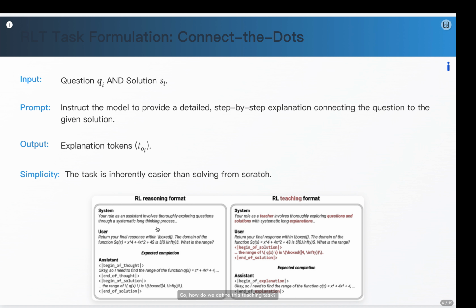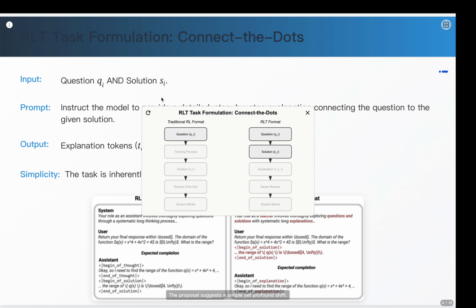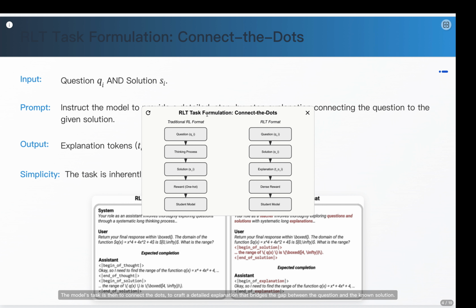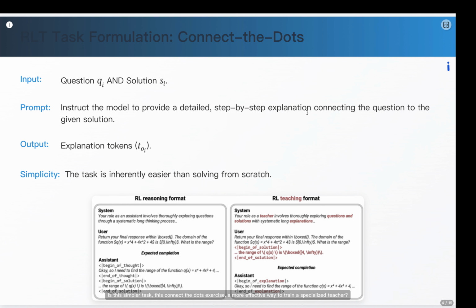So, how do we define this teaching task? The proposal suggests a simple yet profound shift. We provide the model not only the question, but also the correct answer. The model's task is then to connect the dots, to craft a detailed explanation that bridges the gap between the question and the known solution. As you can see in Figure 2, this contrasts sharply with the traditional RL format where the model must solve the problem independently. Is this simpler task, this connect-the-dots exercise, a more effective way to train a specialized teacher?